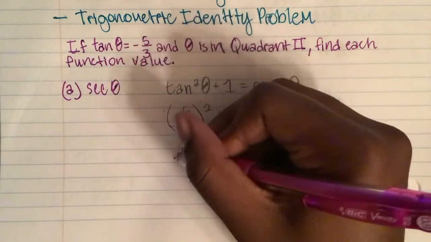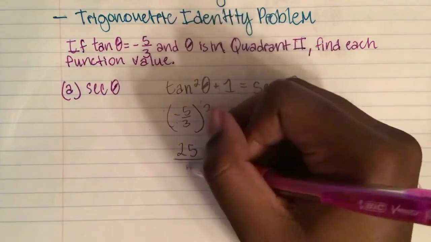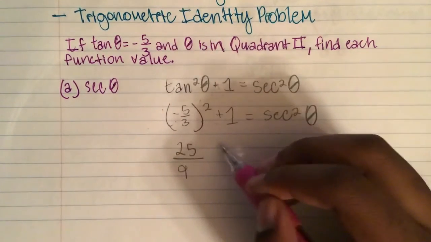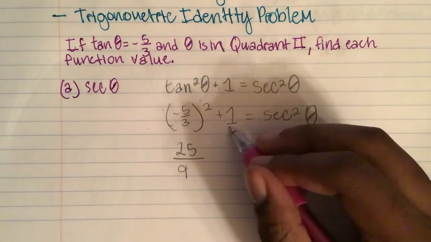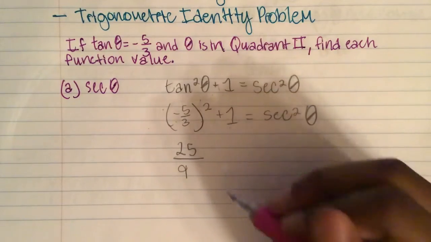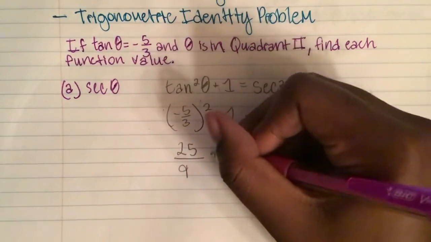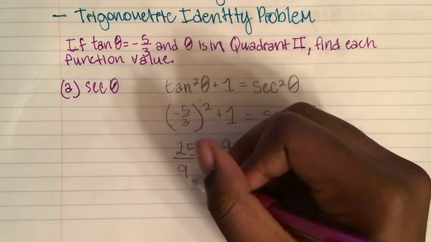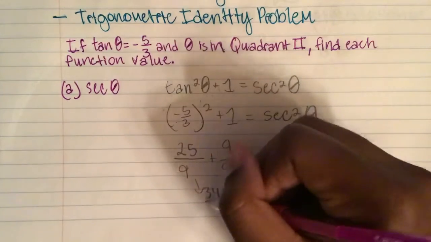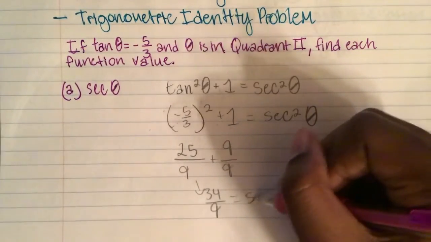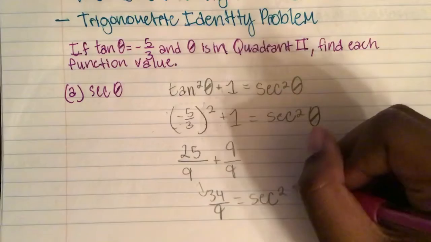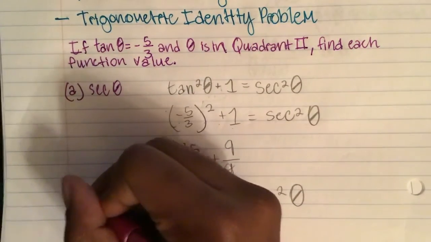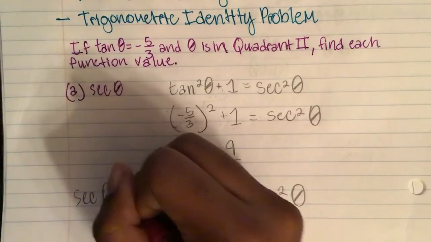25 over 3 squared, which is 9. And whenever we add the 1, we're going to have to simplify it to have a denominator of 9. So it's going to be plus 9 over 9, which is going to give us 34 over 9 equals secant theta squared.